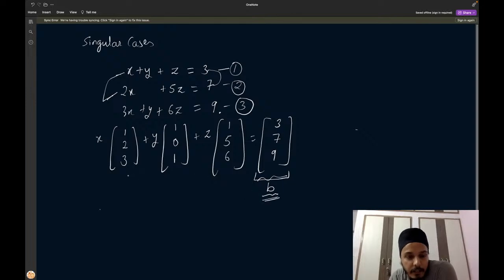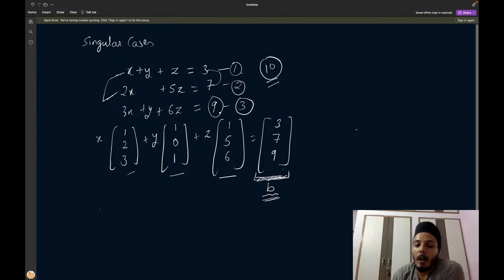So if these three vectors 1 2 3, 1 0 1, 1 5 6 form a plane, now if this b vector lies inside this plane, then we have infinitely many solutions. But if this b lies outside the plane, then we have a no solution case. So for b equal to 3, 7 and 9, we have no solution. But if we have b as 3, 7 and 10, that is, instead of 9 we write 10, then we will have infinitely many solutions.